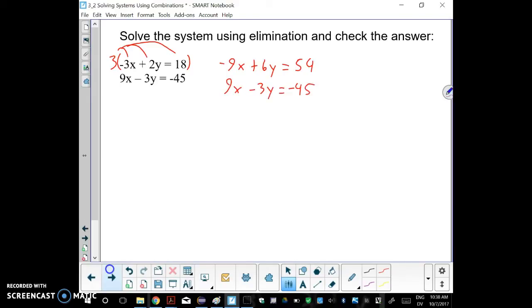All right, and then from here, we just have to add these together and figure out x and y. So I'm actually going to leave that to you and try it in your notes and submit your answer.